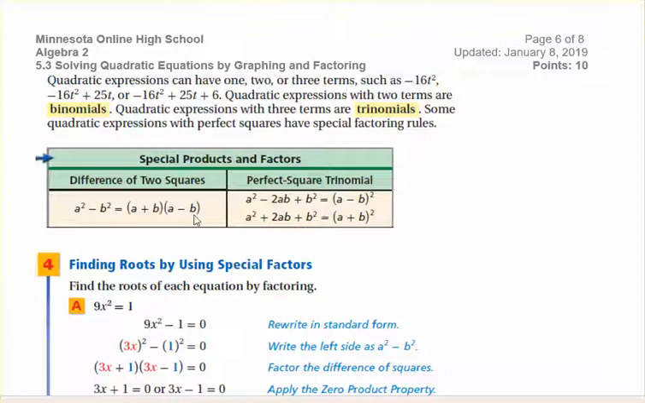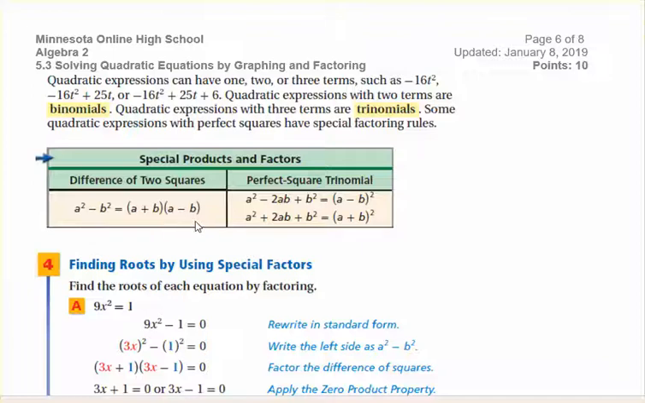So there's special rules or formulas that you can use if this is the form that your trinomial or your polynomial is in. So if you just have a squared minus b squared, there's no middle term, most likely you can factor it as (a plus b)(a minus b).